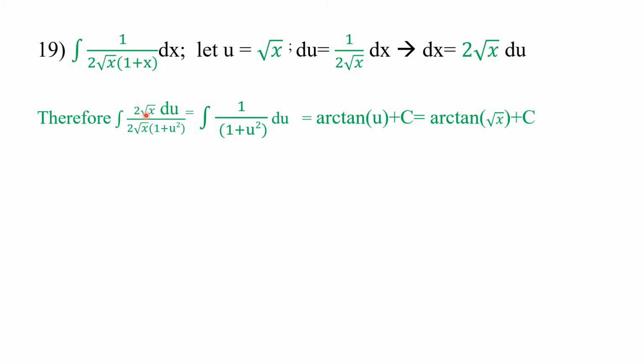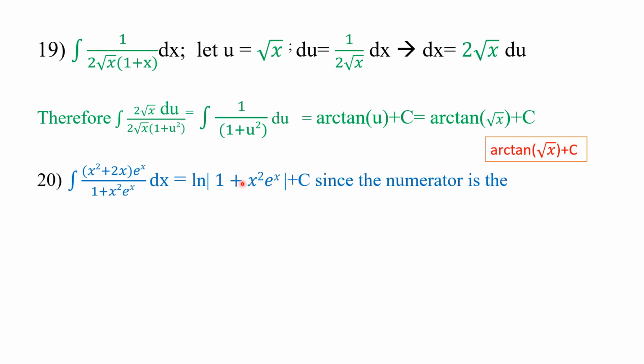So the integration reduces just to integration of 1 divided by 1 plus u squared du, and that will give us arctan of u plus the constant of integration. But then we have to put back the value, because it's u here, we have to put it back to square root of x, and that will give us the answer as arctan of square root of x plus constant of integration. That's the answer. The next question, number 20, is we have to do integration of this rational function.